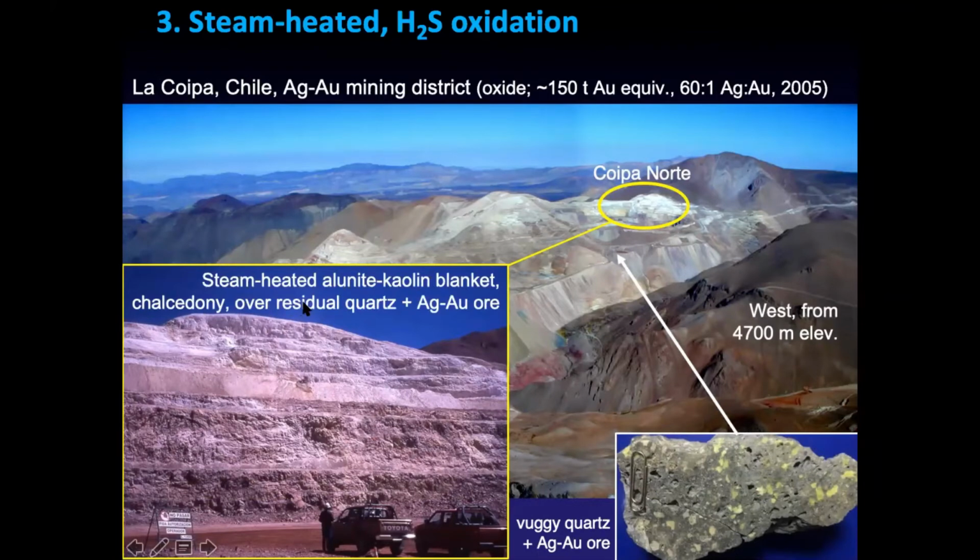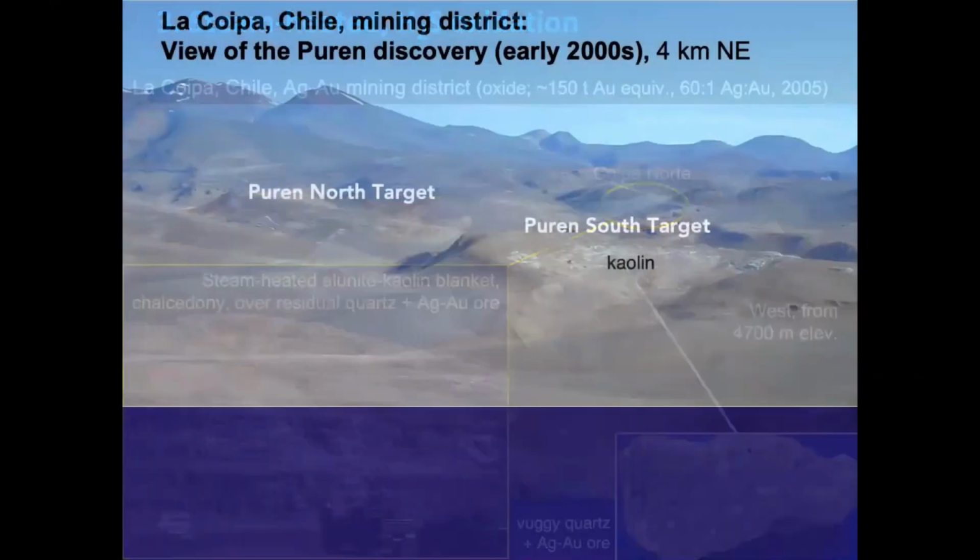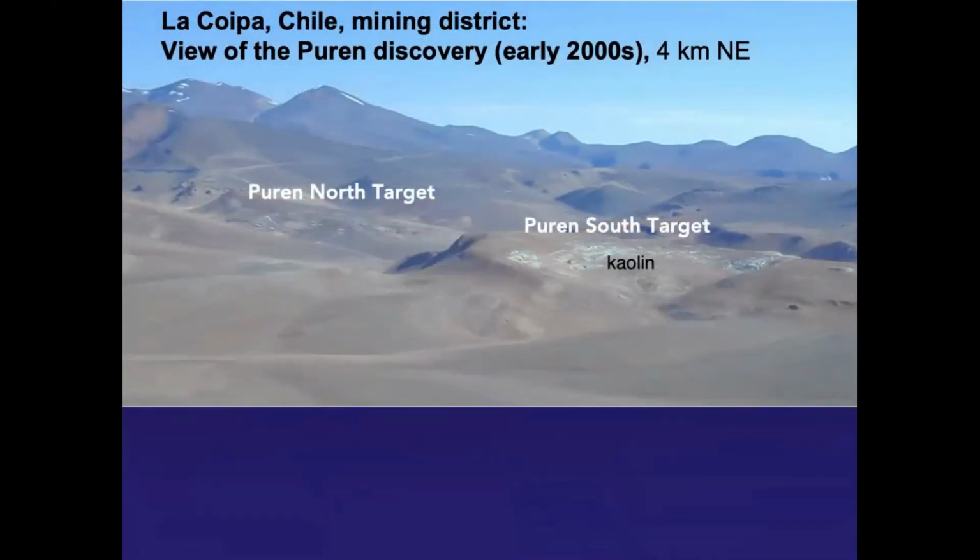So that was the steam heated alteration over the hypogene, very acidic alteration, formed in a very similar environment. Now, if we go 4 kilometers to the northeast from La Coipa, we come to an area known as Puren. Puren has had very little erosion, and so at the surface there's only steam heated kaolin alteration.